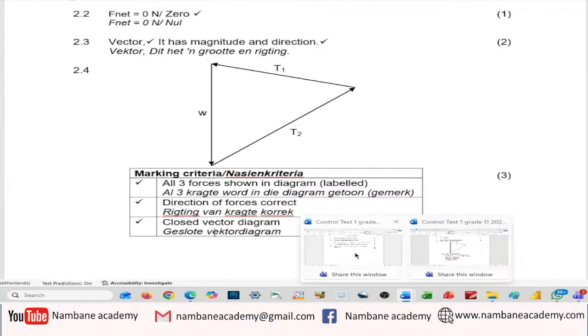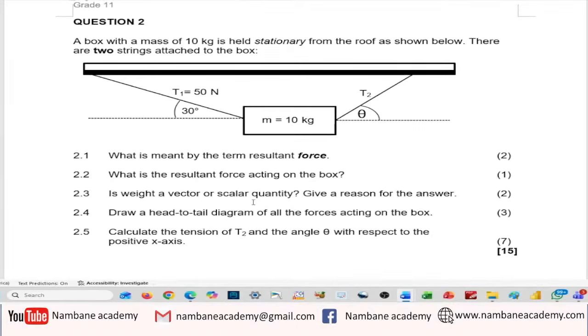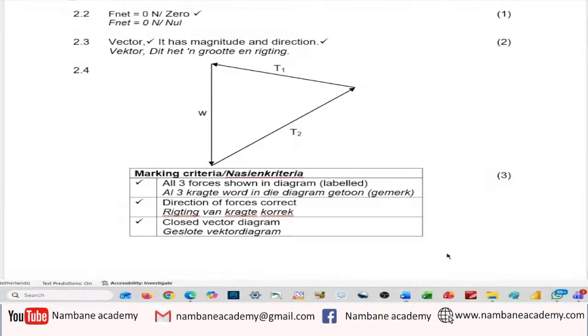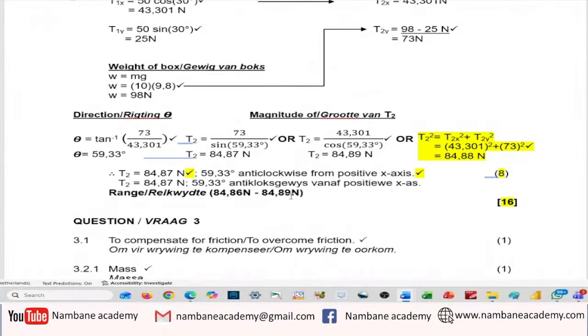Then when we move to question 2.5, learners were asked to calculate the tension T2 and the angle theta with respect to the positive x-axis. Colleagues will see after the discussion here or now, this will be 8 marks. One of the 2 marks that we took from 1.5 will be given to 2.5. So let us go to the marking guideline for 2.5.